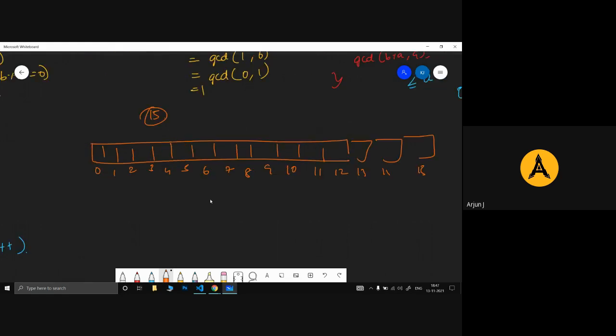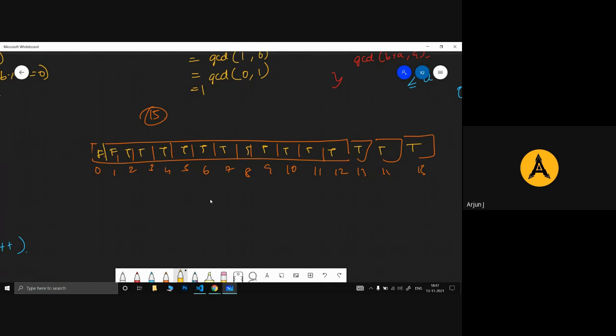So yeah, we are done. And then initially everything is going to be true. So we initially assume all of these numbers are going to be prime numbers, except for 0 and 1, because we know that 0 and 1 are not going to be considered as prime numbers. So here we put false.